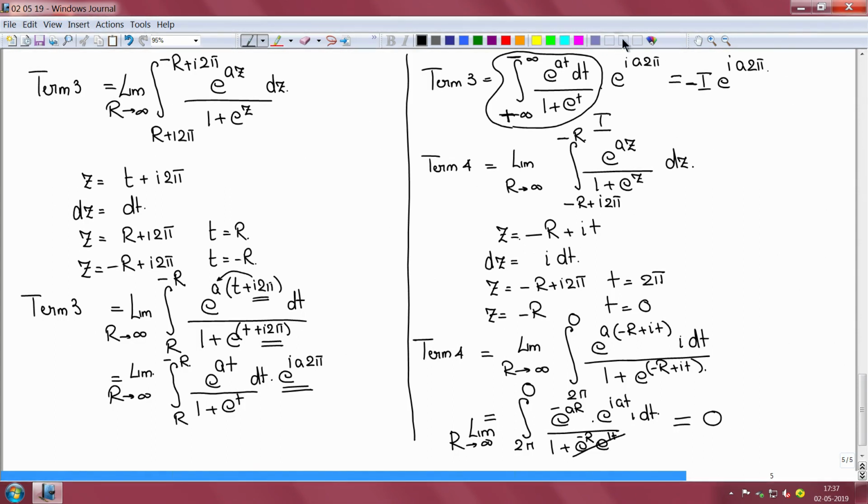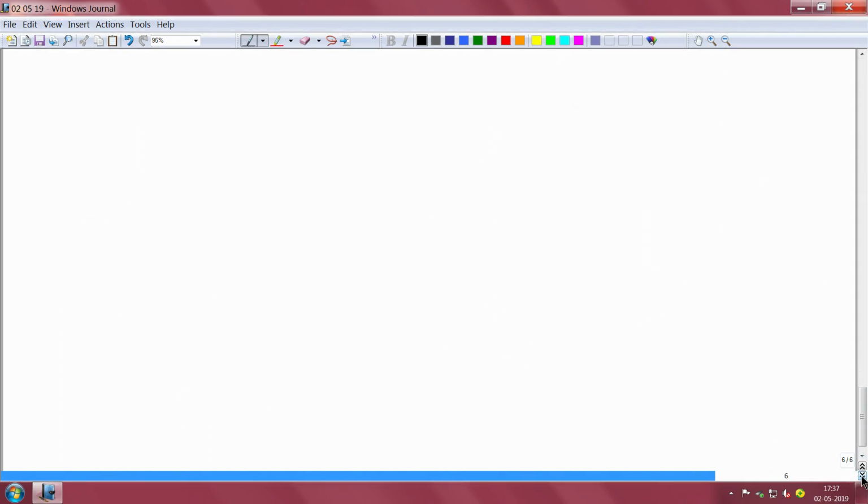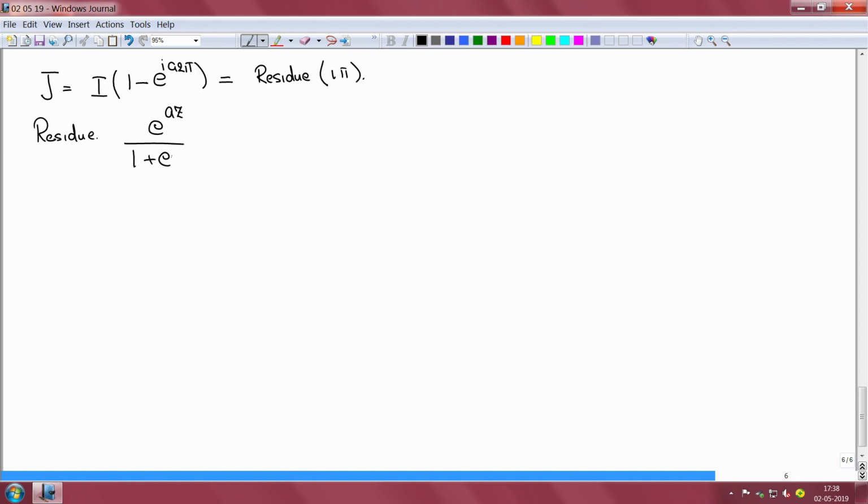So now what we have for J is I into 1 minus e to the power of ia twice pi, and that is equal to the residue. We are going to include just one pole, and that residue is at I pi. Okay. So we have to find the residue at I pi, residue of e to the power az by 1 plus e to the power z at z equal to I pi.